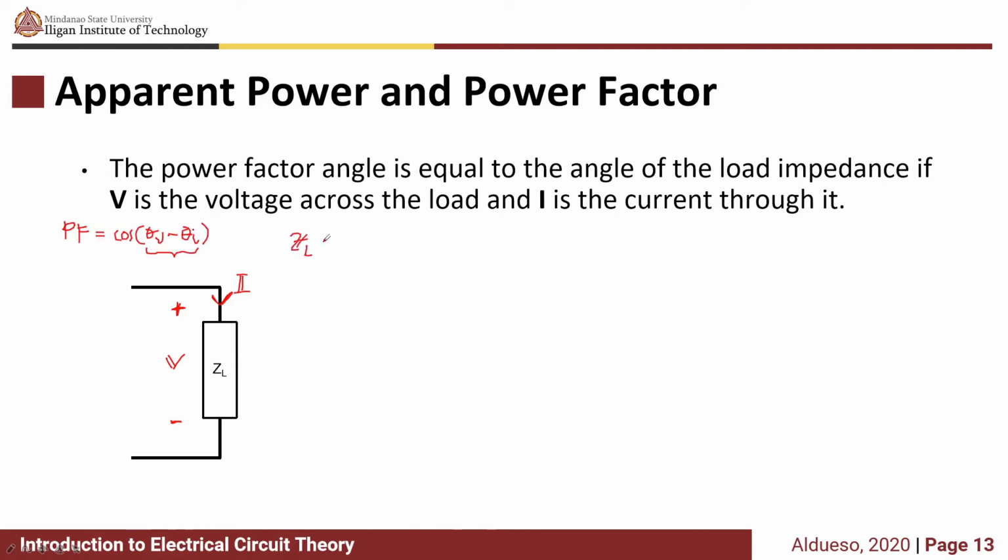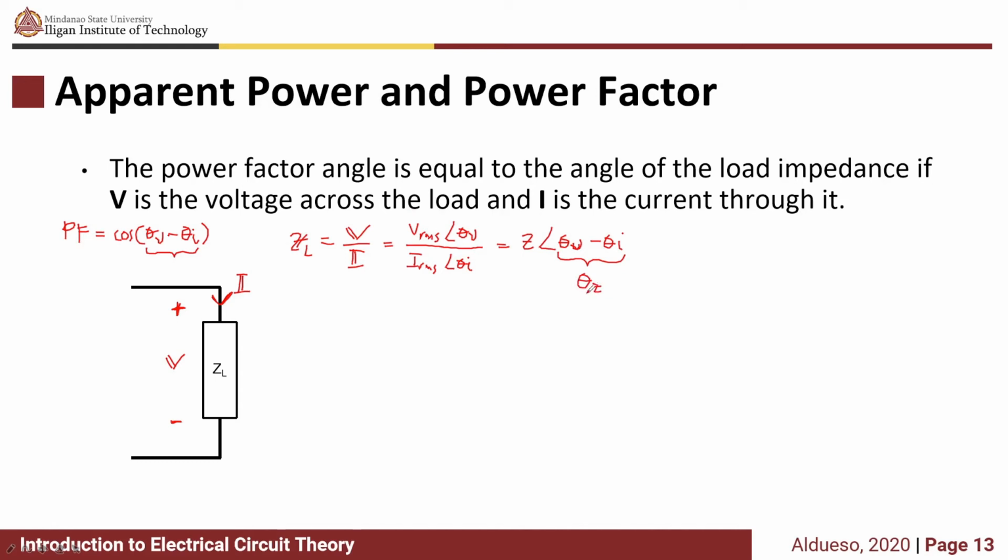So our ZL is equivalent to V over I, or in terms of our VRMS angle of theta V over IRMS angle of theta I, equal to magnitude Z angle of theta V minus theta I. So this angle is just the power factor angle, or the angle of the load impedance, theta.